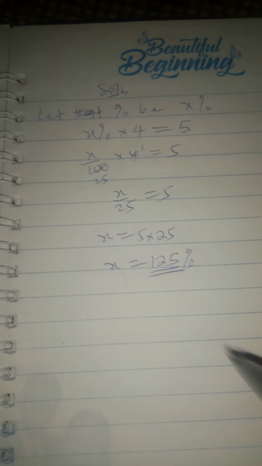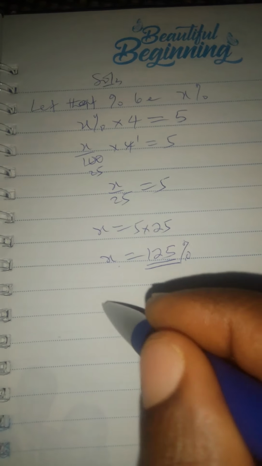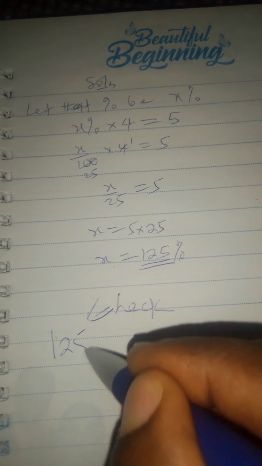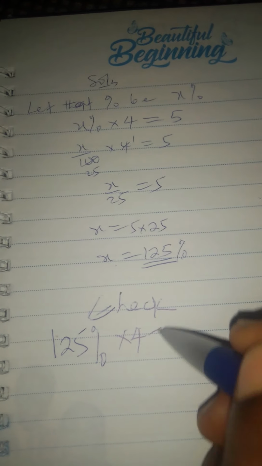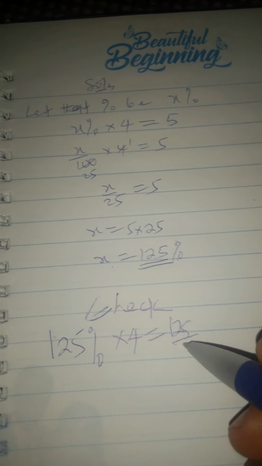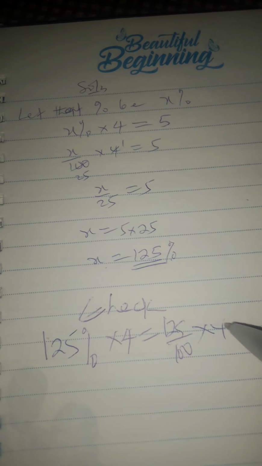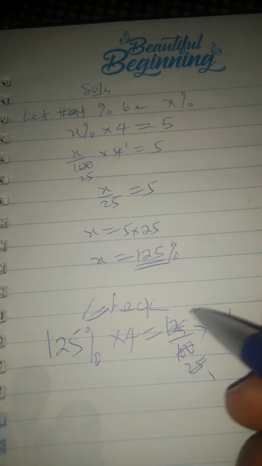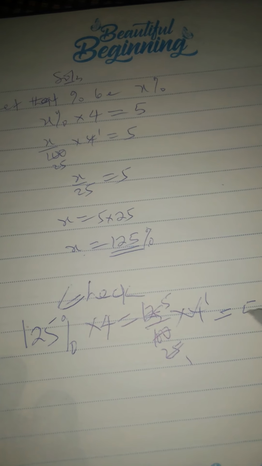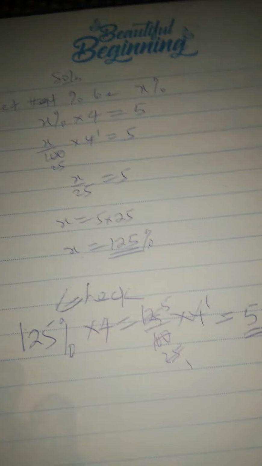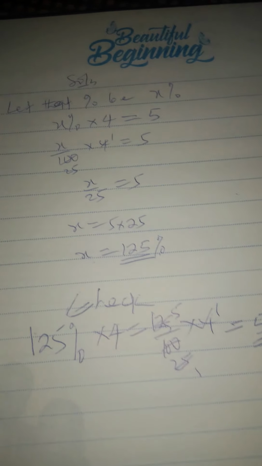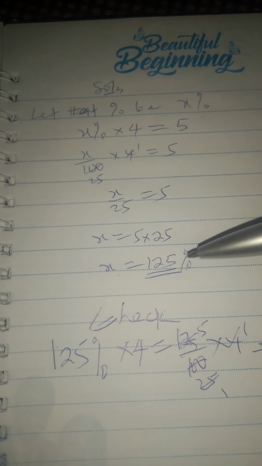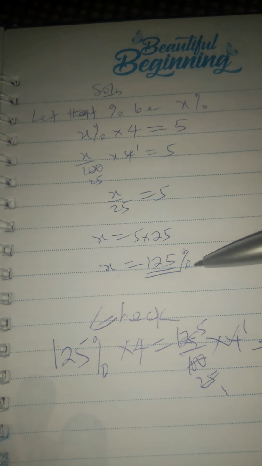You can even check it. When you say 125% of 4, that is 125 over 100 times 4. 4 into 4 is 1, 4 into 100 is 25, 25 into 125 is 5. You discover that 125% of 4 is 5. So I don't need anybody to tell me before I will know that this value is very correct.